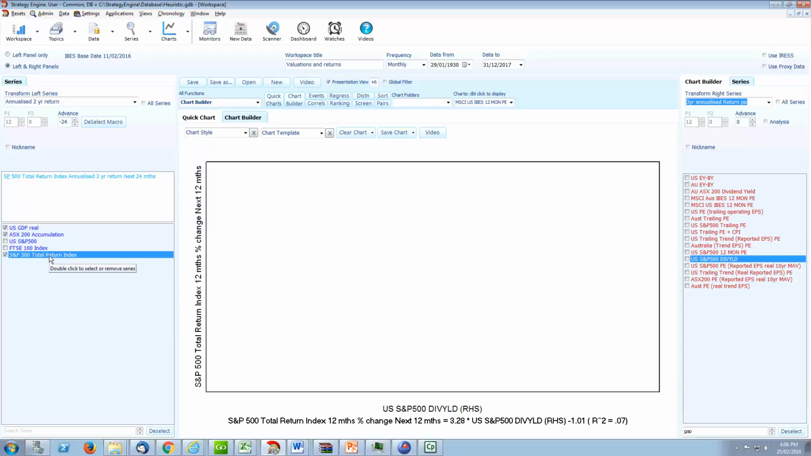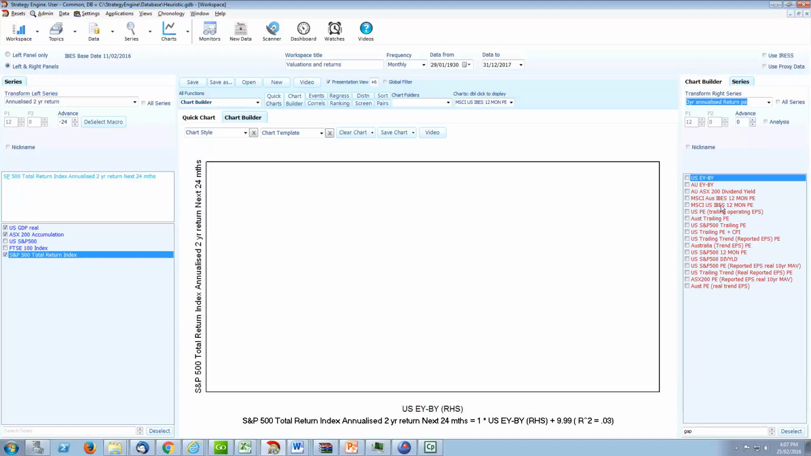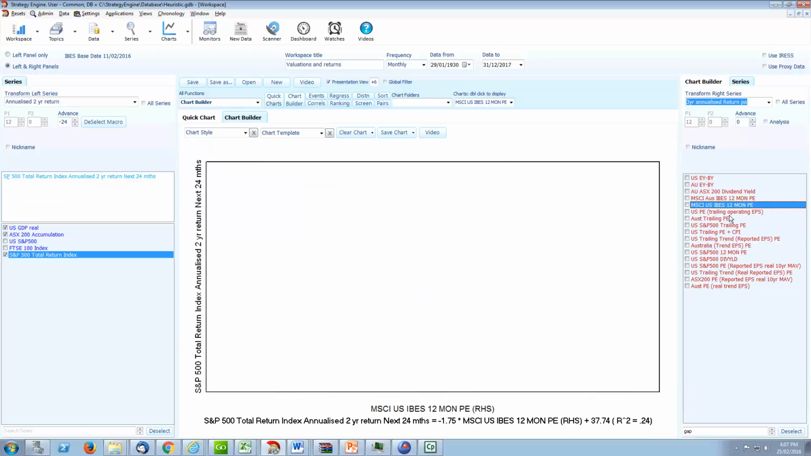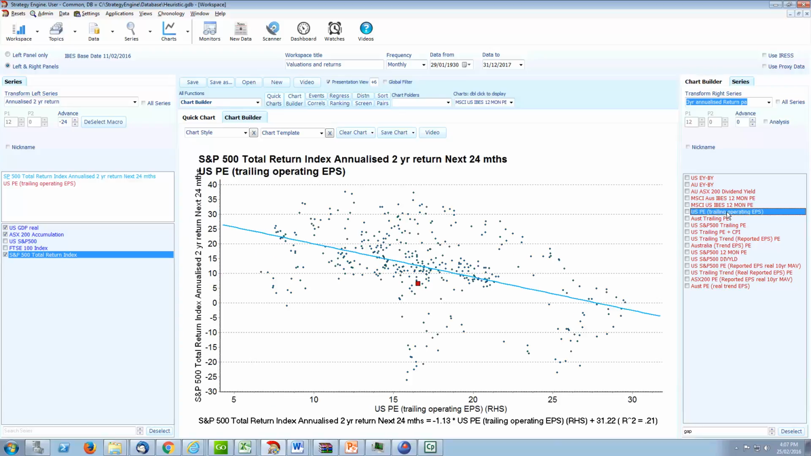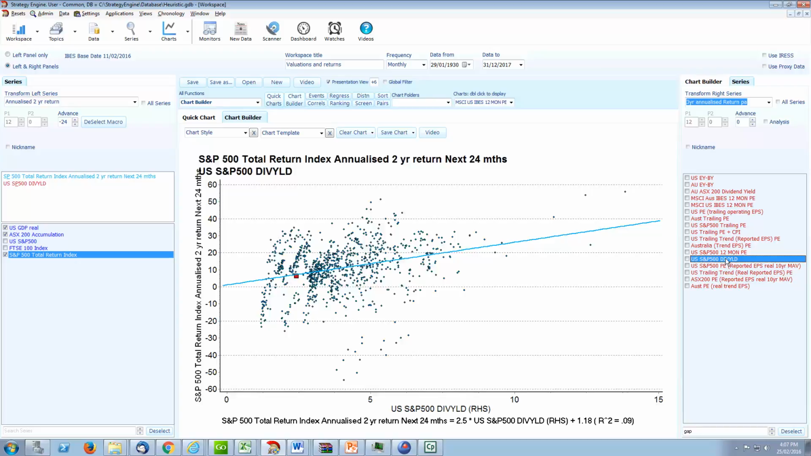Total returns over the next 2 years. And this time we're going to look at it, let's pick up on the EY-BY, so a very loose relationship still using that measure. If we use the forward PE, R squared jumps up to about 0.24, but still not very strong. If we use trailing operating earnings, again, not that strong, 0.21. And I will use dividend yield, likewise.